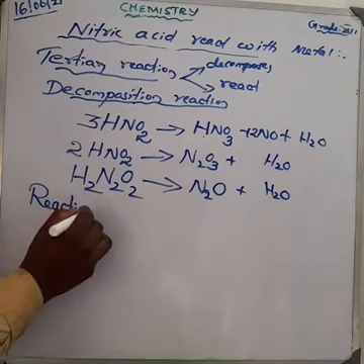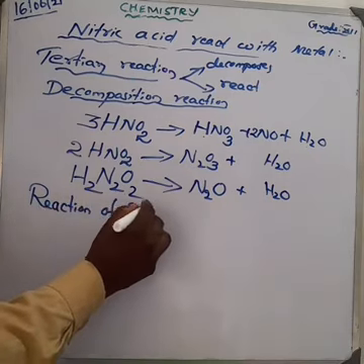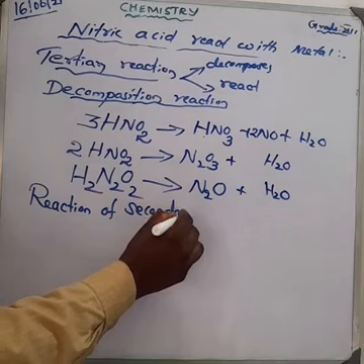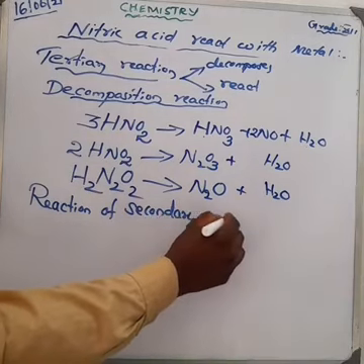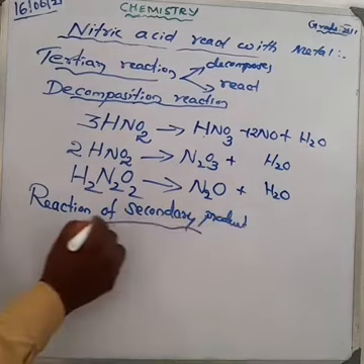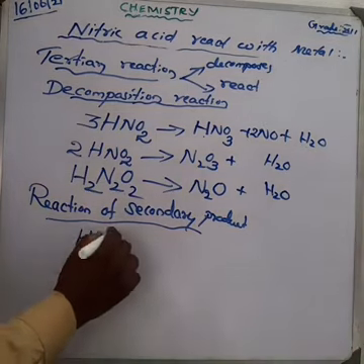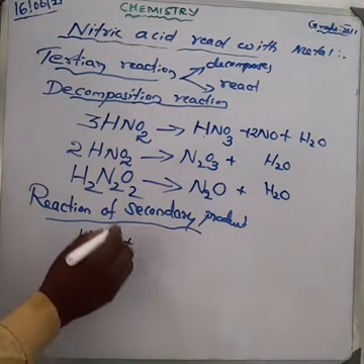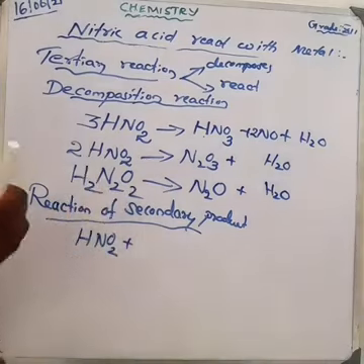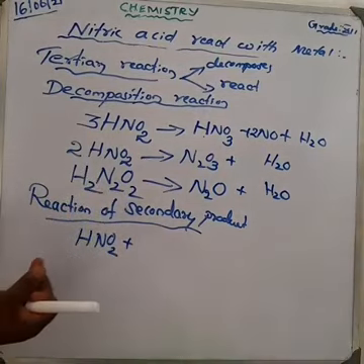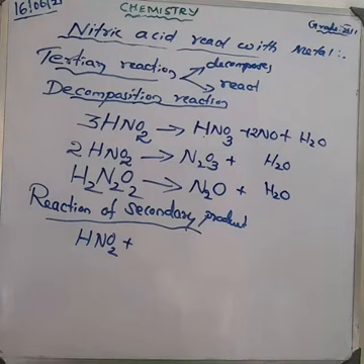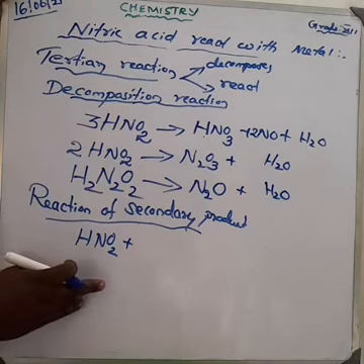Next one is about reactions of secondary products. That means about nitrous acid. With the secondary products, I am taking the three important products. One is ammonia. Second one is hydroxylamine. Third one is nitric acid. These three products I am taking.